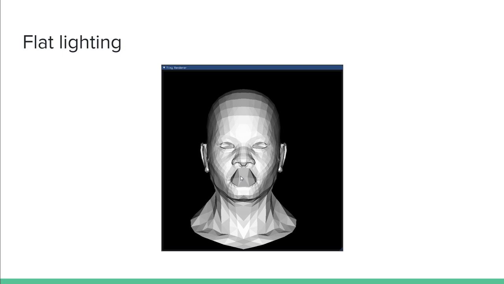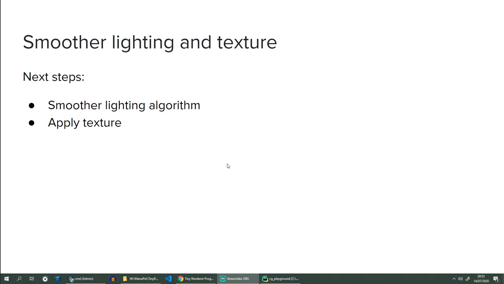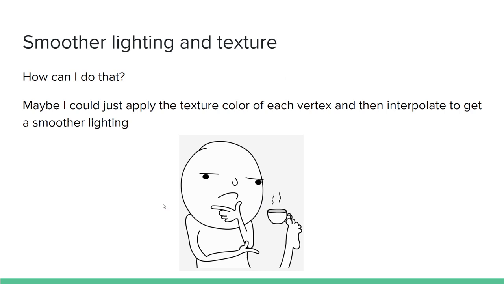Next, we need a smoother lighting algorithm, and we also need to apply texture to our model. So how can I do that? At this moment I thought, well, maybe I could just apply the texture color of each vertex and then interpolate to get a smoother lighting. And this is what happened.